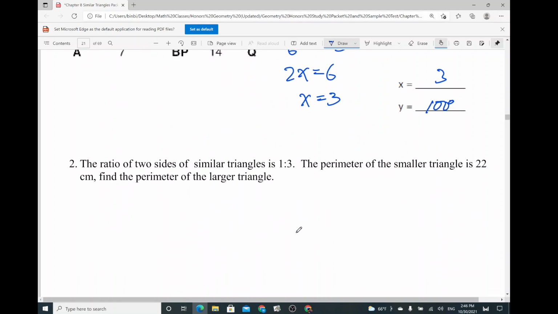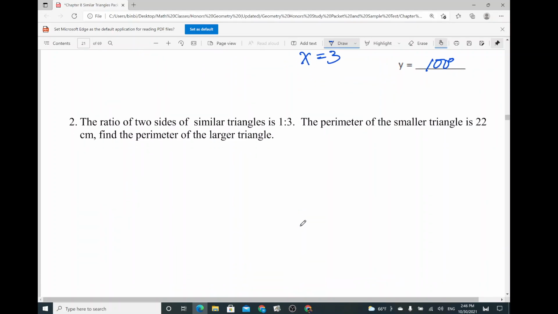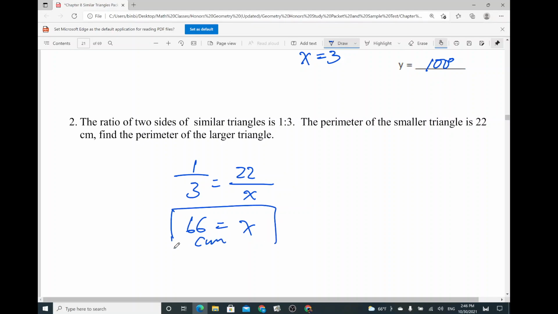Okay, now let's see what else we have. The ratio of two sides of the similar triangles is 1 to 3, and the perimeter of the smaller triangle is 22. So 1 over 3 equals 22 over x, where x is the perimeter of the larger triangle. Cross multiply, so 3 times 22 is 66, and 1 times x is 1x. So the perimeter of the larger triangle would be 66 centimeters. Don't forget about the unit as well. So, centimeters.